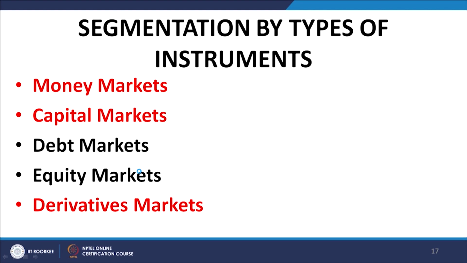We can also do market segmentation by types of instruments. For example, we can talk about money markets, which are short term markets, we will come back to it. We can talk about capital markets. Capital markets involve bond markets, they involve equity markets, and then we also have markets in which derivative instruments are traded, like the futures and options segment in the National Stock Exchange NSE and the BSE.